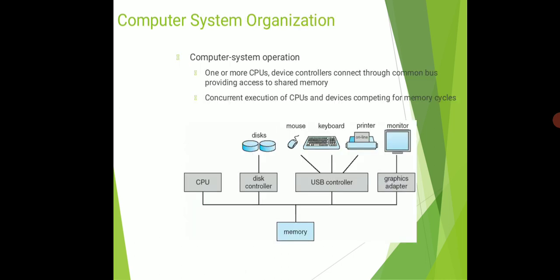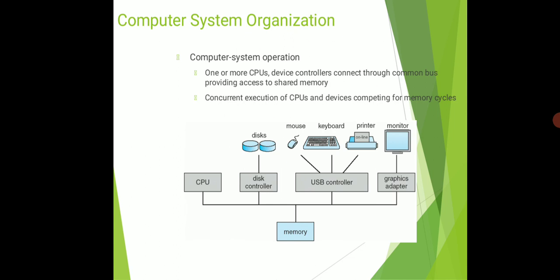It will initialize all the aspects of the system. Next we are going to see the organization of computer system. So here, one or more CPUs and device controllers connect through a common bus, providing access to shared memory. Concurrent execution of CPUs and devices competing for memory cycles. So here we are having CPU, disk controller, USB controller, graphics adapter.